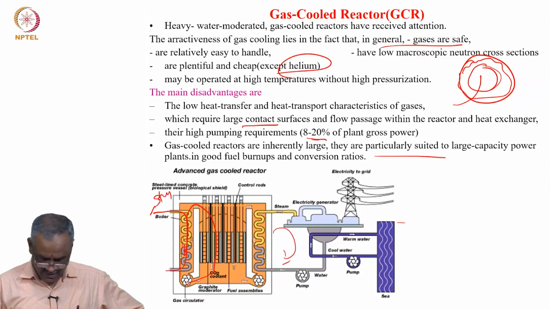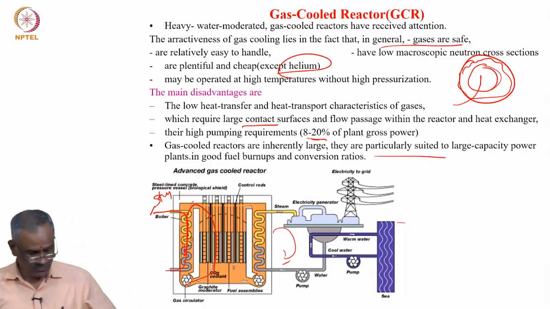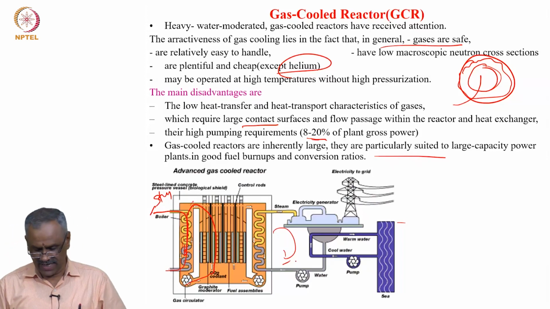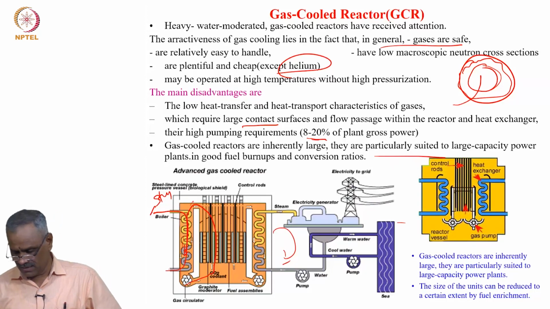Here the CO2 picks up the heat from the nuclear reaction, and then the hot CO2 is cooled. That means the fuel rods are cooled by the CO2, and whatever heat is picked up by the CO2 is given to the boiler in order to convert the liquid to steam, and the steam is further expanded in the turbine. This is the same as that, and a typical system looks like this here.